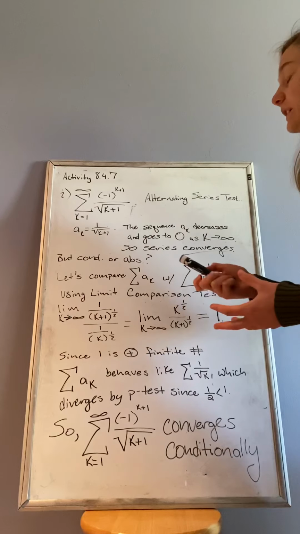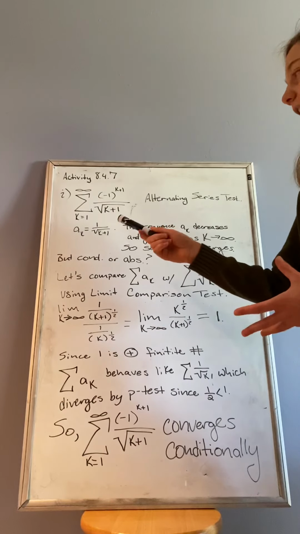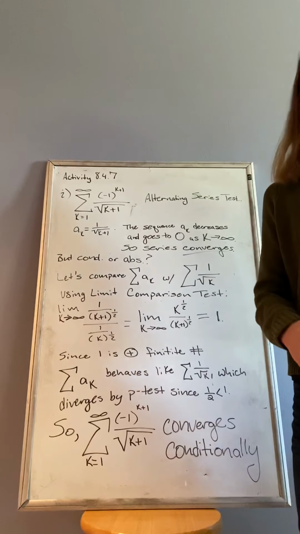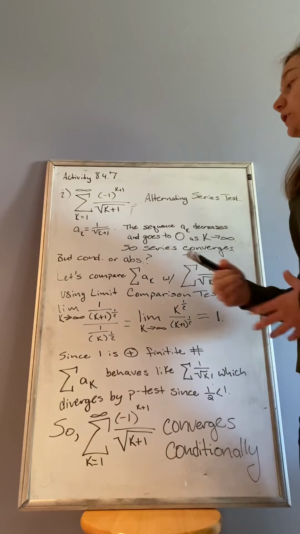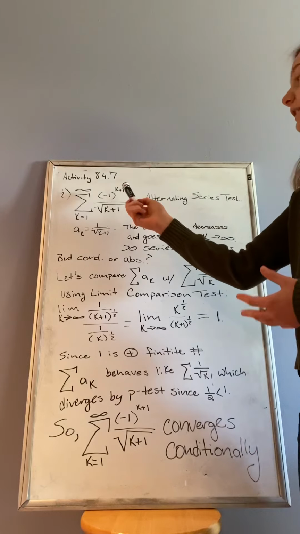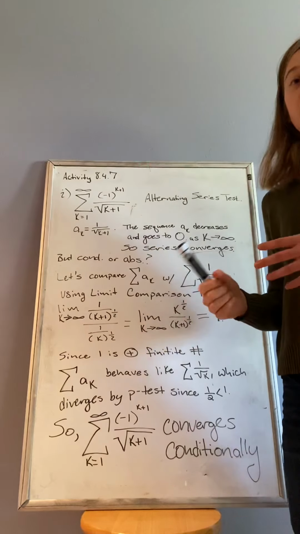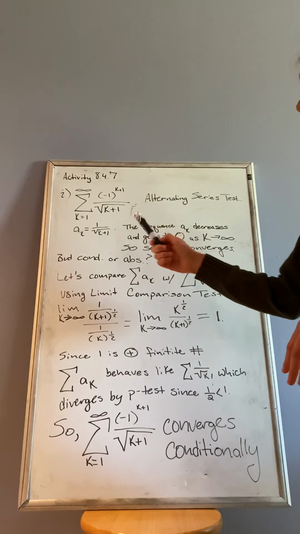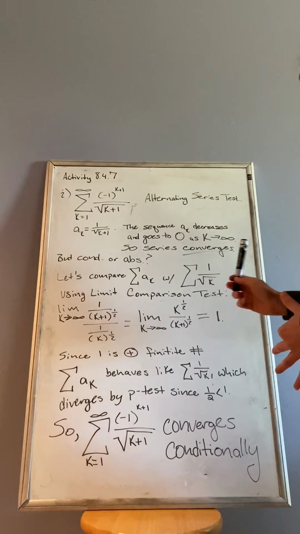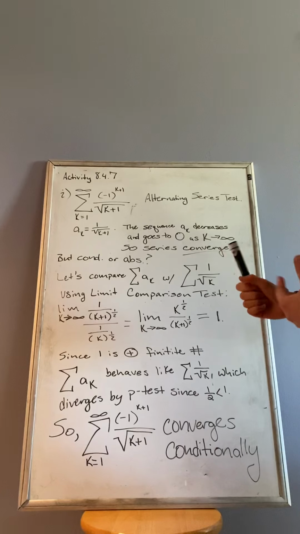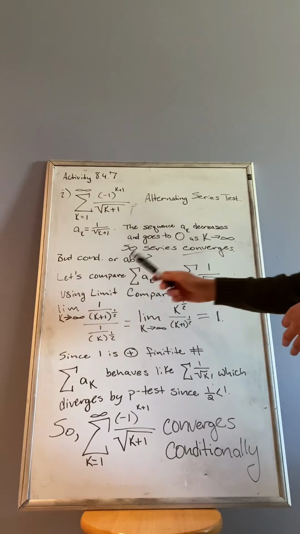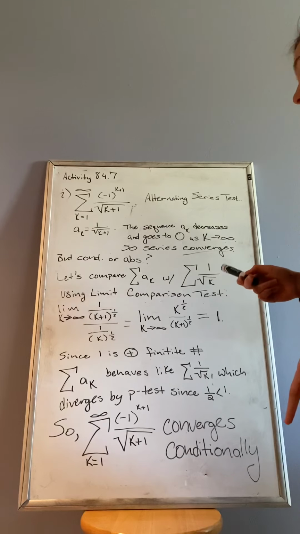In other words, we're going to see if the series of a sub k can converge all by itself, which would make it absolute convergence, or if it relies on this flip-flopping to converge. So we can compare our 1 over root k plus 1 with a similar series, which we know how it behaves, of 1 over root k. So we can use the limit comparison test.